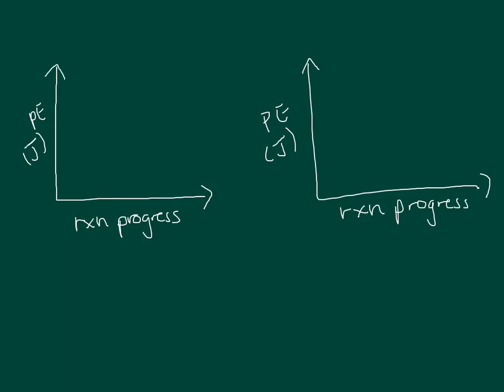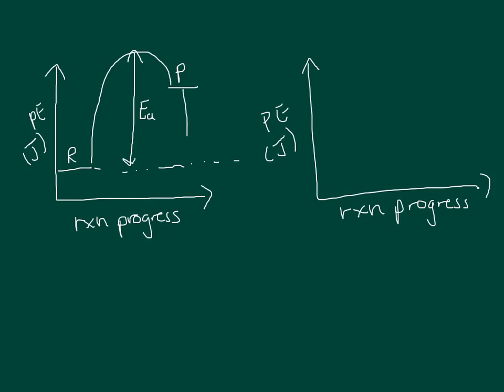Okay, so for endothermic, remember we said that energy is being absorbed. So the reactants actually have less potential energy than the products. Okay, so in order to make the reaction go, it requires a lot of energy to get an endothermic reaction started. And we call that energy of activation or activation energy. It's an E with a little subscript A.